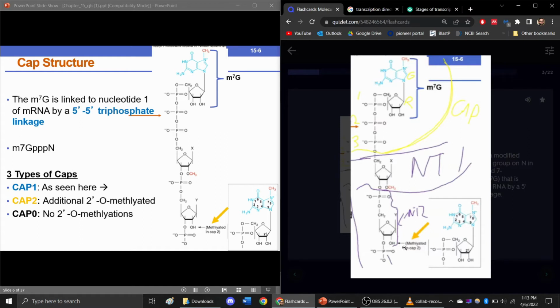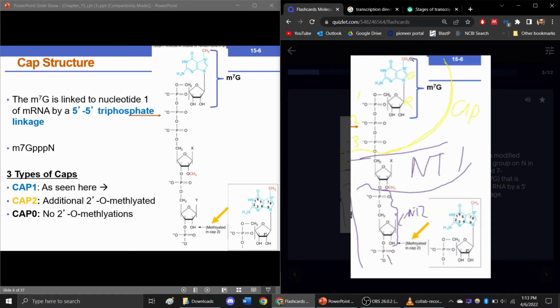So it's cap 1 for the first nucleotide, cap 2 for the second nucleotide, cap 0 for when it's not on any of the nucleotides, it's just on the cap structure itself. Yes? And m7G always has the methyl group? Yes. So Alan asked, does m7G always have the methyl group? And that is correct, yeah, if the process goes correctly.